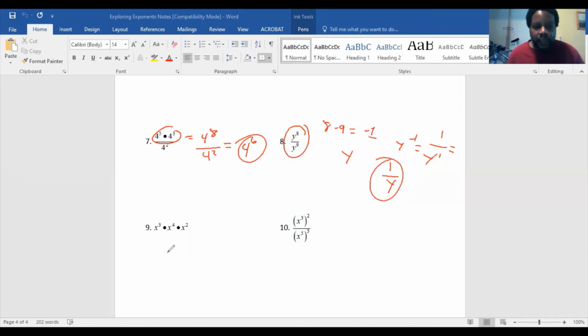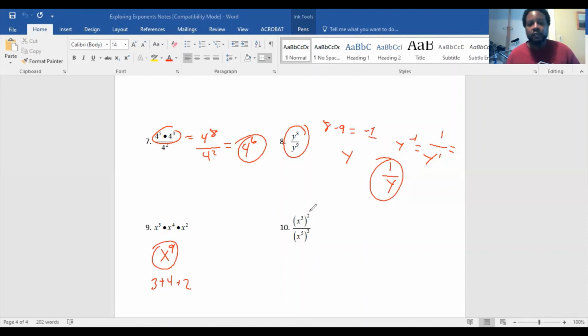Okay? And then for number 9, I have 1, 2, 3 x's. It's the same base. So I need to keep my base of x. And then I'm just going to add my exponents together. So it's 3 plus 4 plus 2. 3 plus 4 is 7. 7 plus 2 is 9. So it's x to the 9th power.